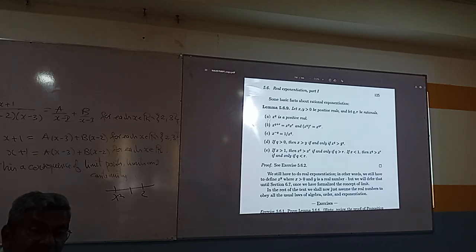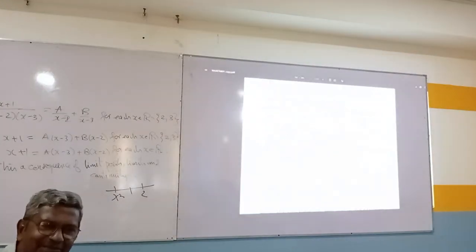But if I ask you 3 raised to the power square root of 2, you know how to compute that, no? You can compute it from a calculator. But what does it mean? Kind of funny, no? So that's why maths sometimes becomes kind of amazing. We calculate 3 to the power square root of 2, but we cannot tell anybody what it means. You cannot say you multiply 3 square root of 2 times.